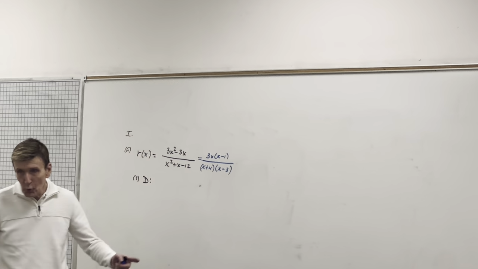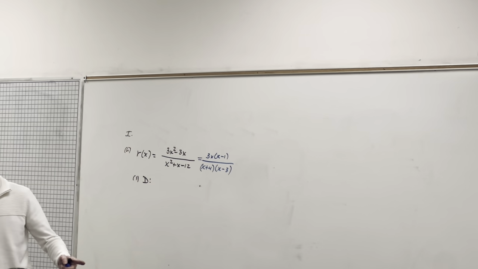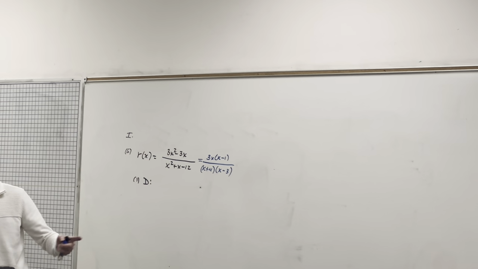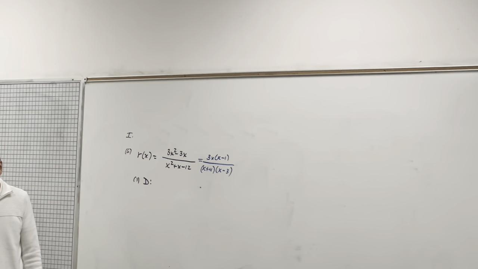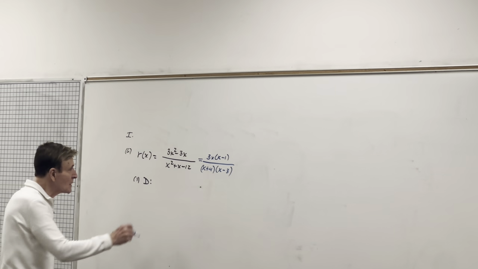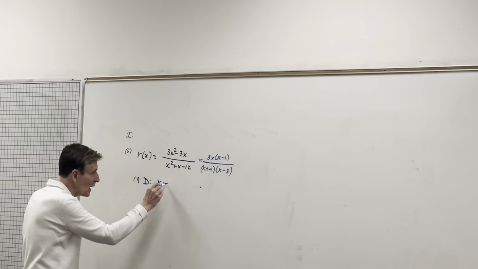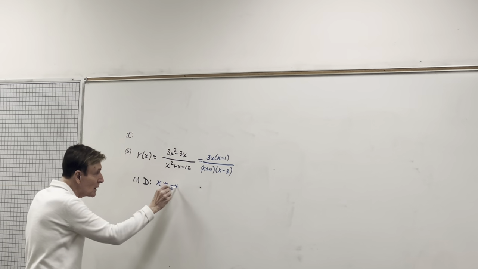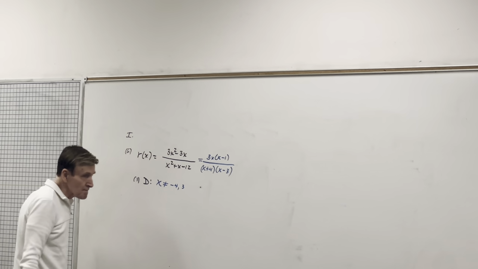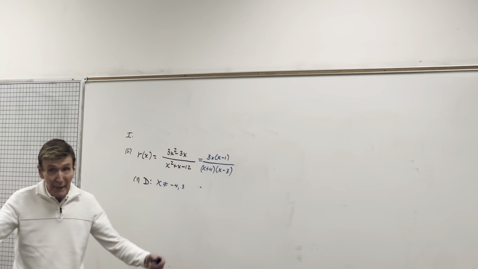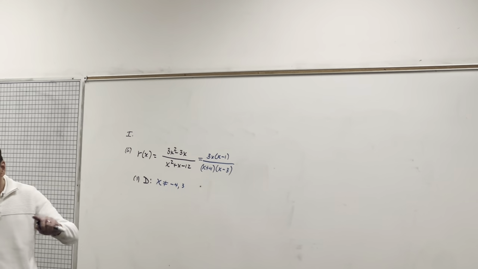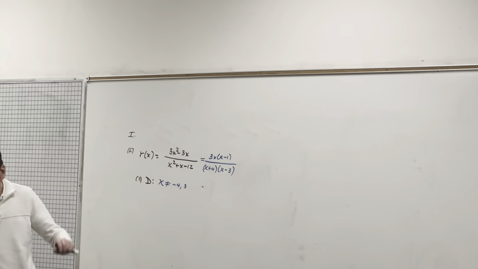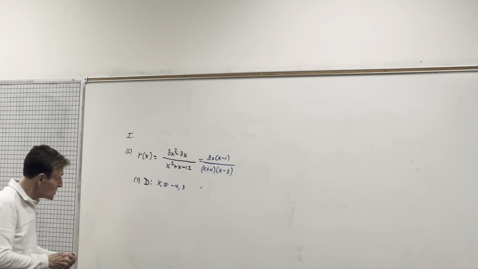Now tell me in the blue, based on the blue, what would you say the domain might be? What's my domain? X cannot be what? -4, 3. That's all I need to hear. X cannot be -4, +3. Now you can place that in interval notation if you wish, but we're at a point where we have so much more work to do, I'm satisfied with that. Could put it in interval notation.